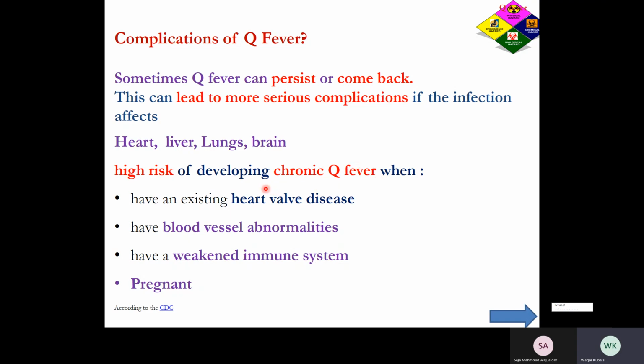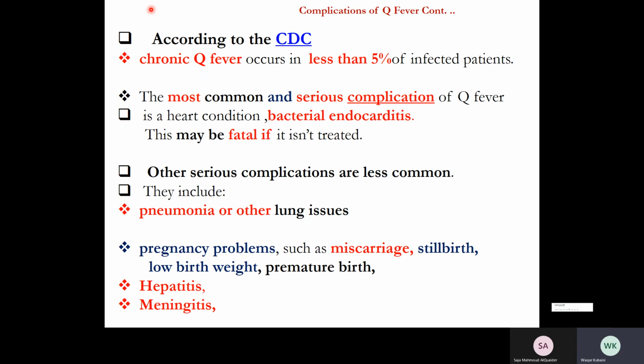Who are they? Just now we mentioned persons who have valvular disease, blood vessel abnormality, a weak immune system, and pregnancy. So those persons are at high risk of developing the chronic form of Q fever or recurrence of Q fever. That's why for a pregnant woman, you remember, we have to change her job when she gets pregnant. Okay. According to the CDC, chronic Q fever occurs in less than 5%, as just mentioned. So 50% are asymptomatic.